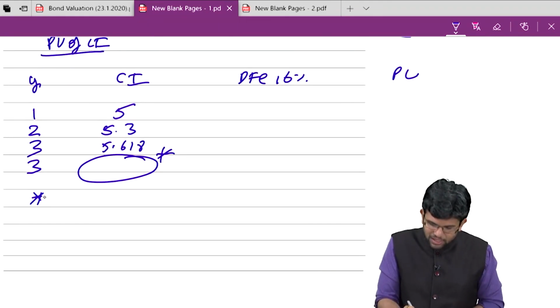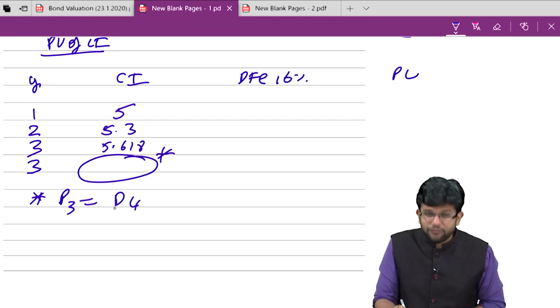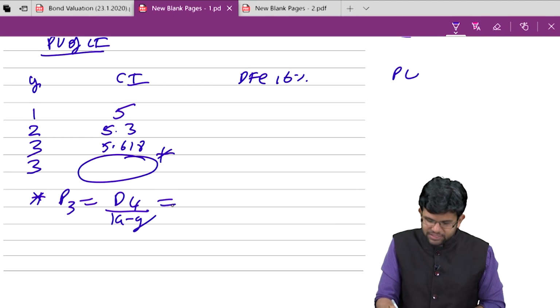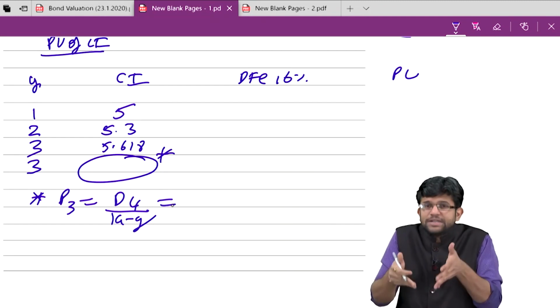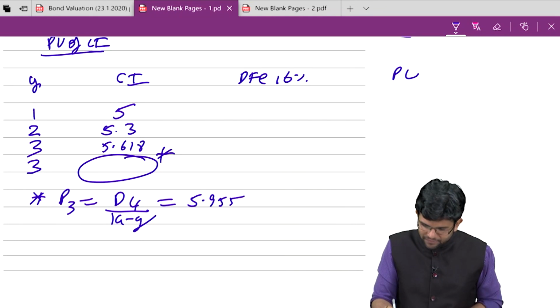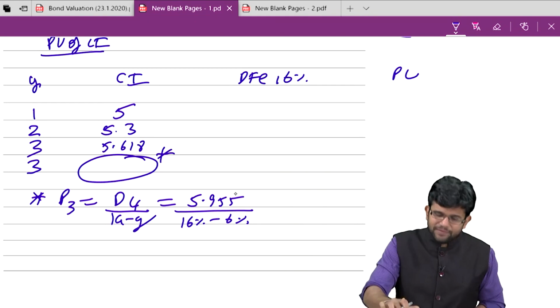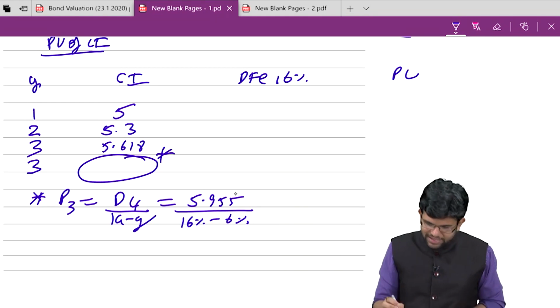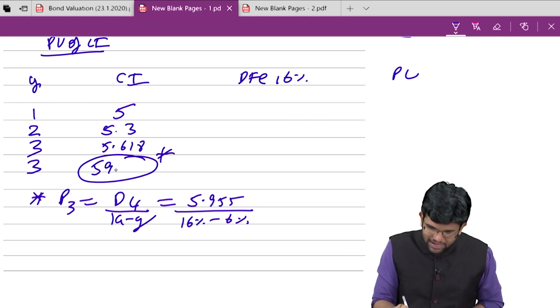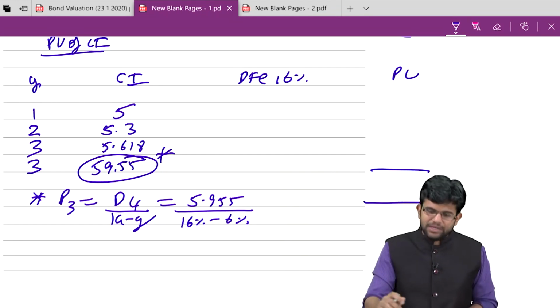I hope you understand. So the price I will get at the end of year 3, P3, will be D4 upon Ke minus g. D4 will be 5.618 plus 6%, that is 5.955, divided by 16% minus 6%, that is 10%, and I get the P3 as 59.55. Everybody clear?